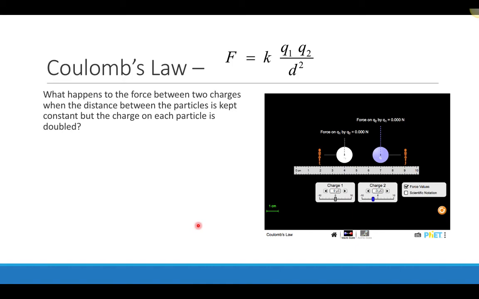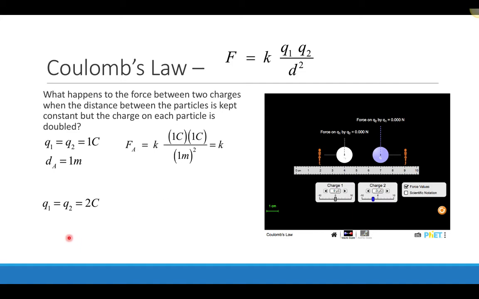Let's consider another question. What happens to the force between two charges when the distance between the charges is kept constant, but the charge on each particle is doubled? We go through the same process. Each of the charges starts off with a charge of 1 Coulomb and a distance between them of 1 meter. If I find the force, just like before, I put in each of the charges, divide by the distance squared, which is 1 squared is 1, so the force is just K, Coulomb's constant, right? Because everything else is a 1.